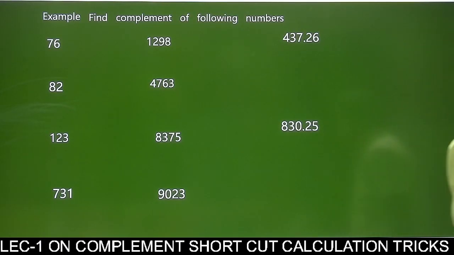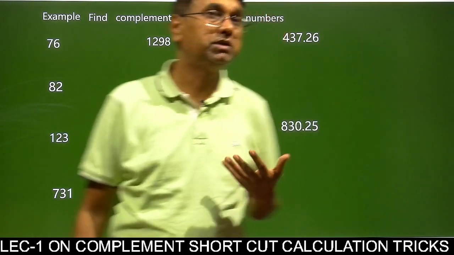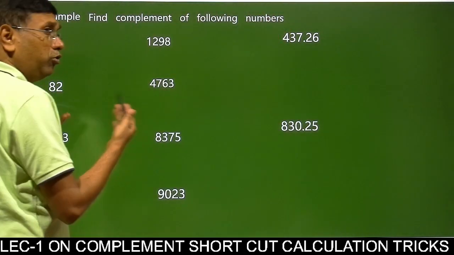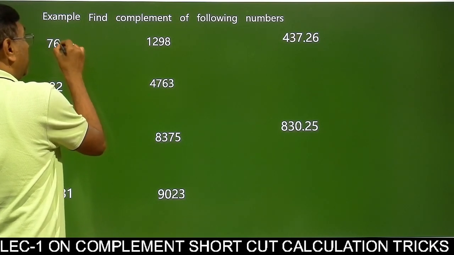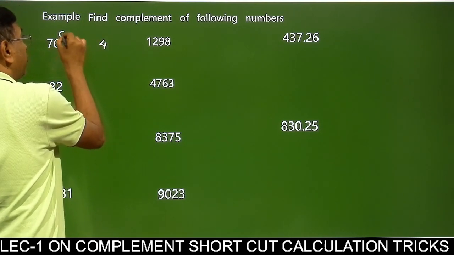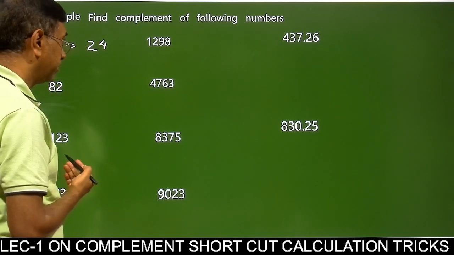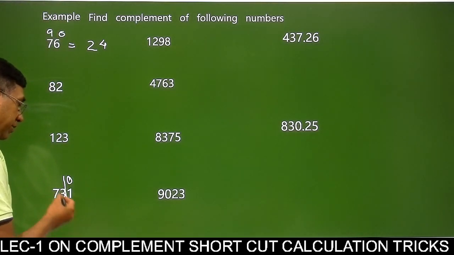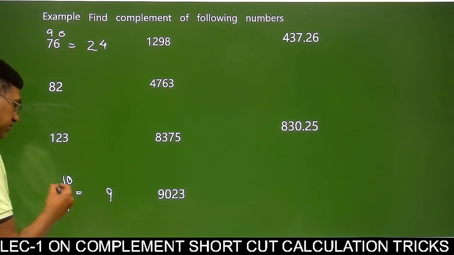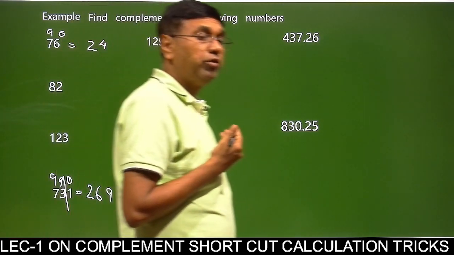Here you can see some of the questions. Now let's try to find the complement of the following numbers. When finding the complement of 76, the last digit would be from 10, so that is 4, and this would be from 9, that is 24. That is how we are finding it, right? Now suppose we have to do this one: the last digit would be from 10, so that is 9, and the rest all from 9, so you'll get 6 and 269. So that is how we find the complement.